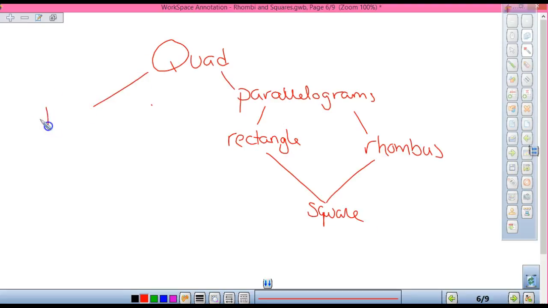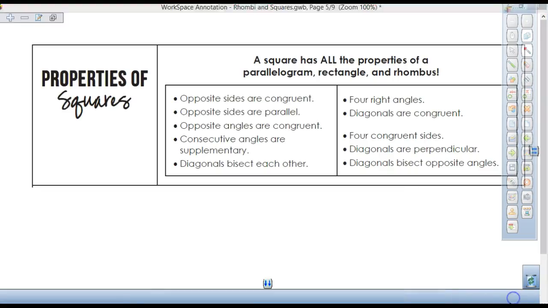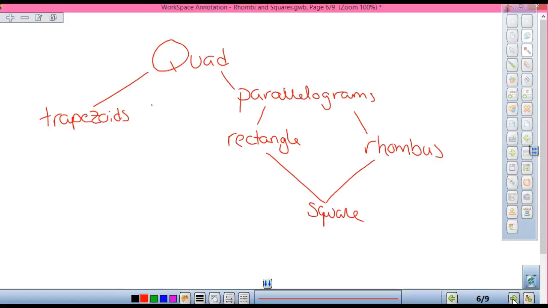Thursday and Friday, we're going to learn about trapezoids, which aren't even parallelograms. They're just a special kind of quadrilateral. Okay? But that brings us back to our square.